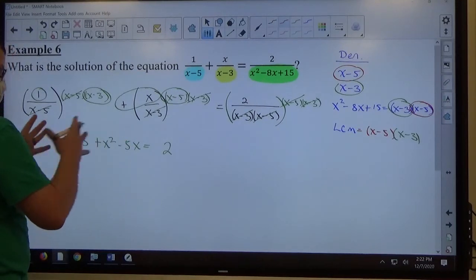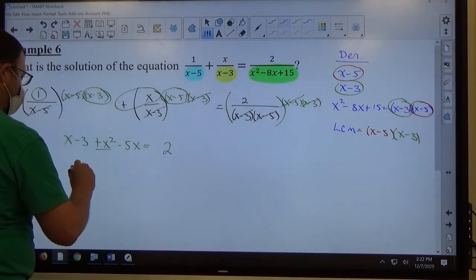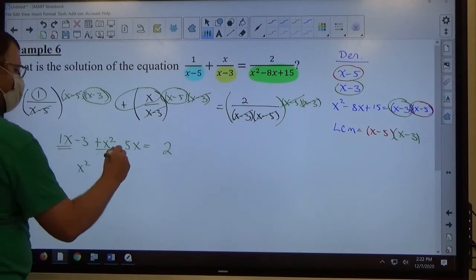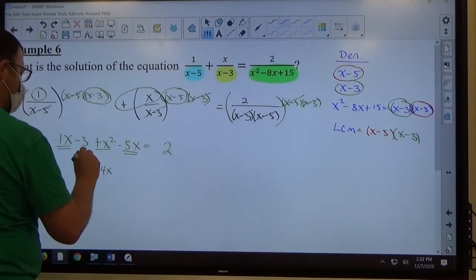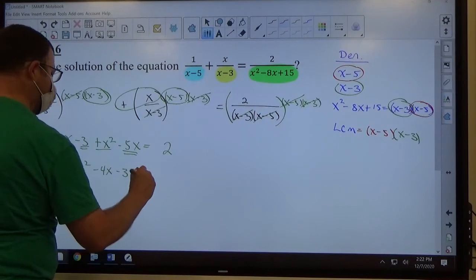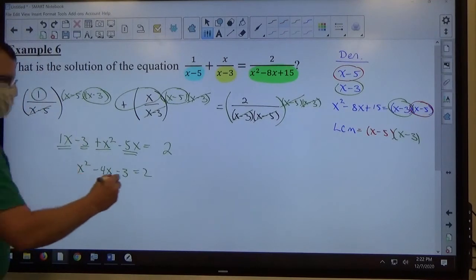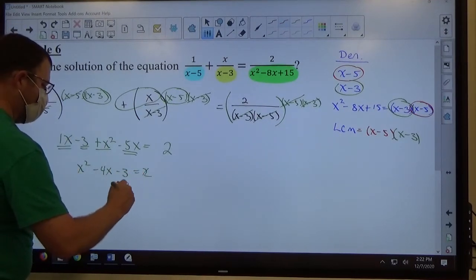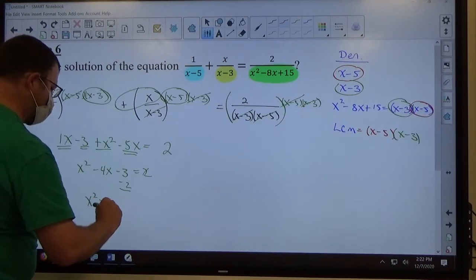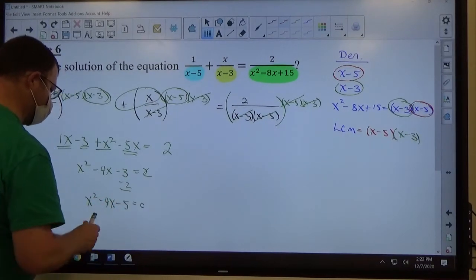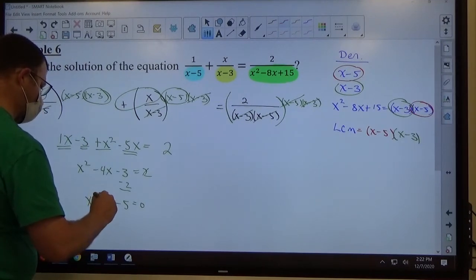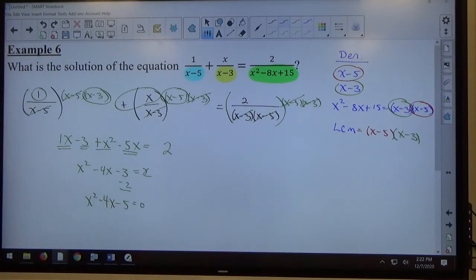I want everything simplified as much as possible. Can't do anything to x squared to make it any prettier. 1x minus 5x is negative 4x. Minus 3 is minus 3. I'm going to chop the positive 2, make it negative 2, so x squared minus 4x minus 5 equals 0. Once again, we get a quadratic trinomial equal to 0, so our process is to factor if possible. If not, we use the quadratic formula.